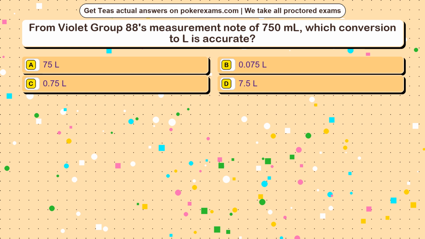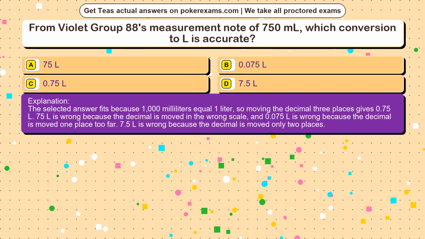The correct answer is option. The selected answer fits because 1000 milliliters equal 1 liter, so moving the decimal 3 places gives 0.75 L. 75 L is wrong because the decimal is moved in the wrong scale, and 0.075 L is wrong because the decimal is moved 1 place too far. 7.5 L is wrong because the decimal is moved only 2 places.